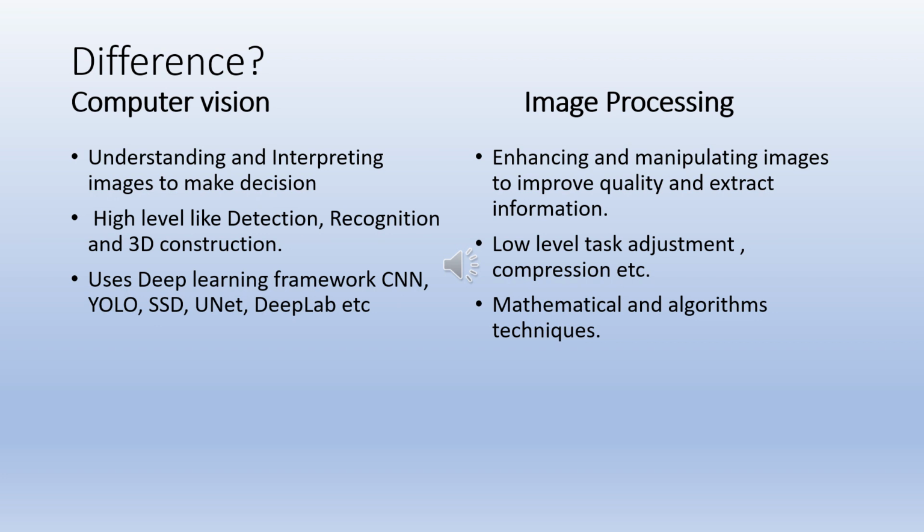As we told earlier, high-level tasks like detection, recognition, and 3D tasks come under computer vision, whereas low-level tasks like compression and adjustment come under image processing. In computer vision, we mainly make use of deep learning frameworks like CNN, YOLO, SSD, UNet, DeepLab. I will be discussing these in the further DNN session of our video playlist. For image processing, we use mathematical and algorithmic techniques, simply doing calculations on the pixels of the image. We make these changes, and it is possible via this only.